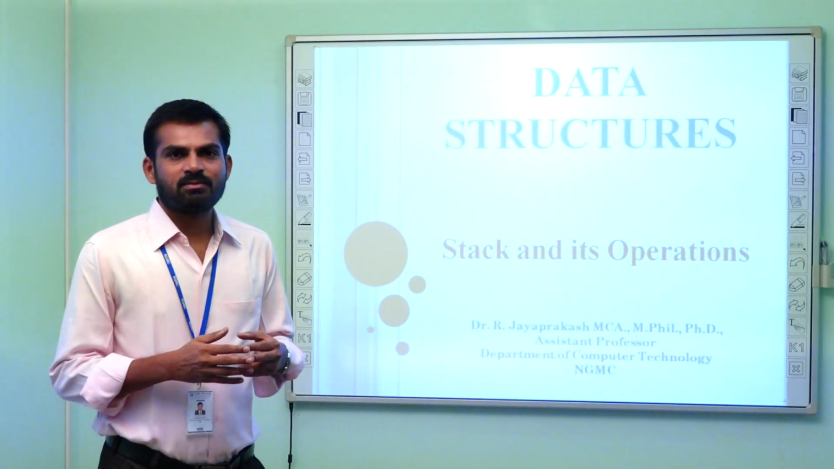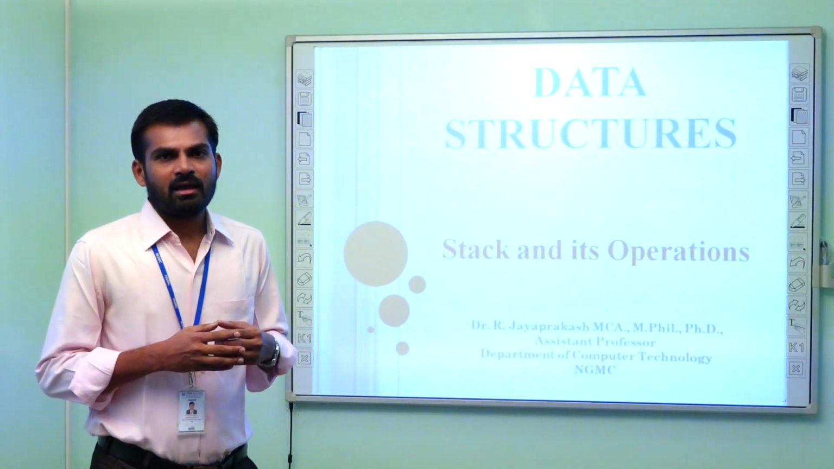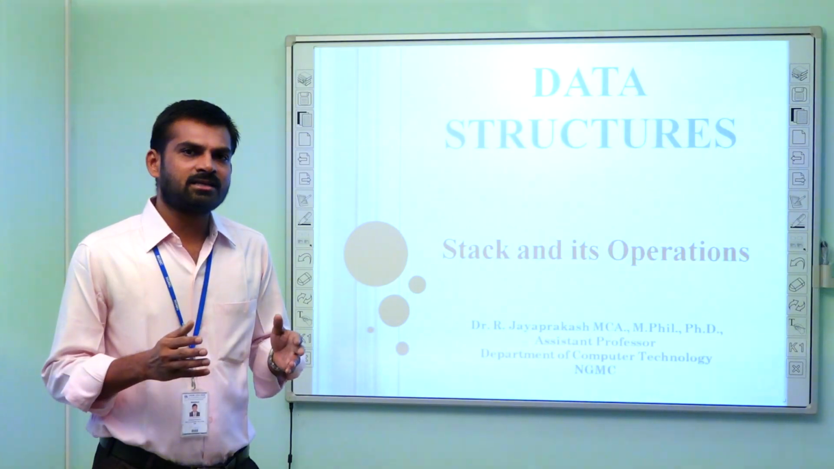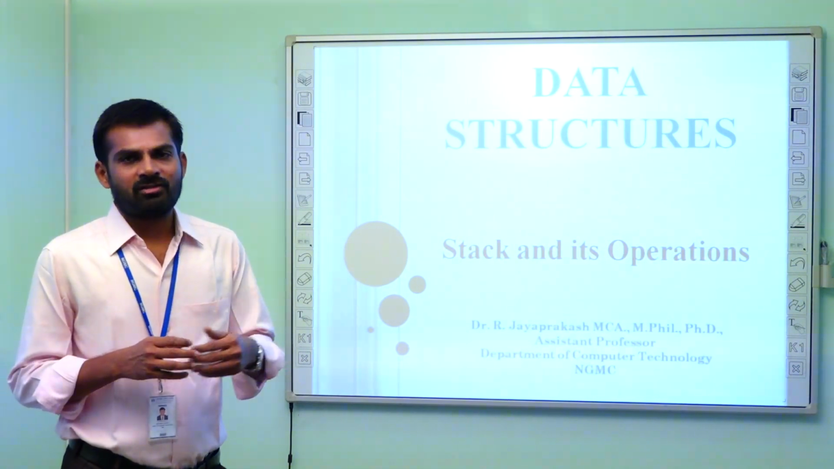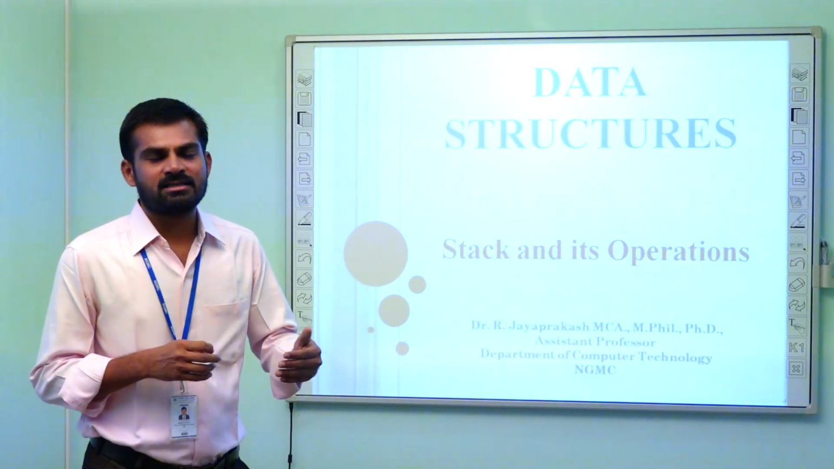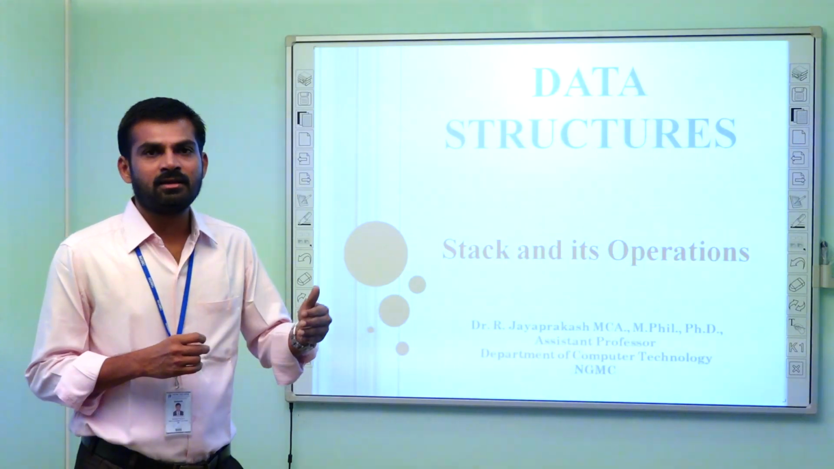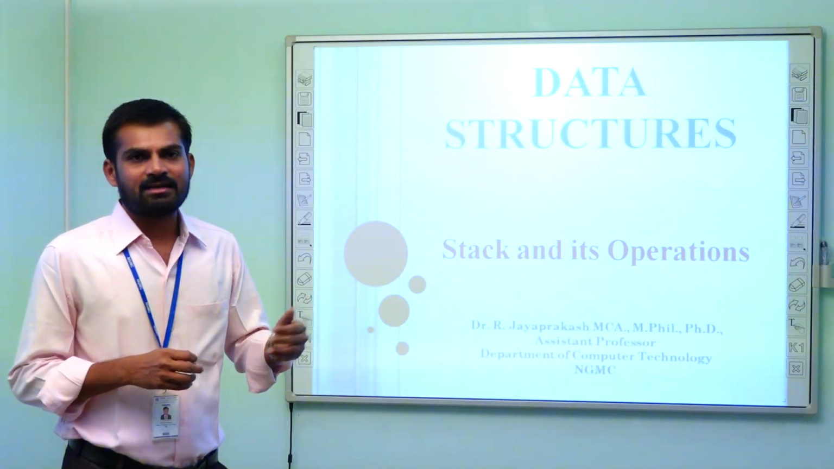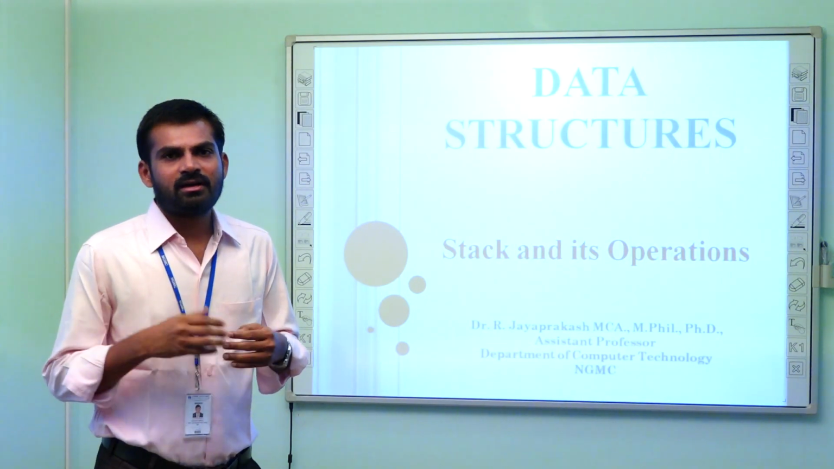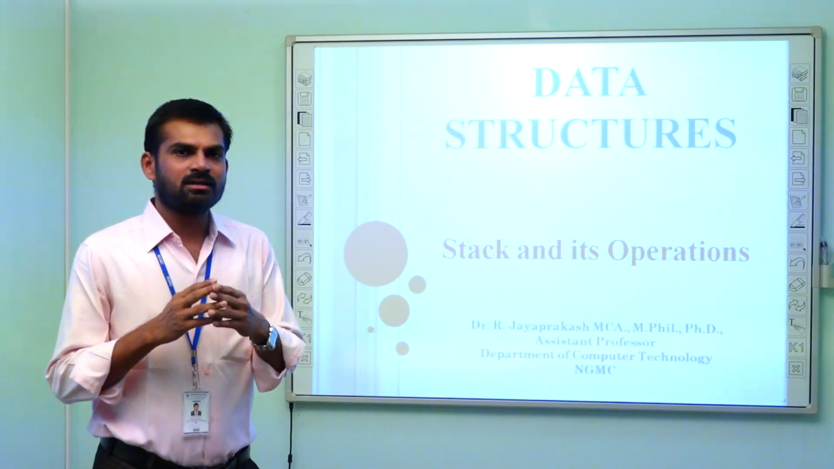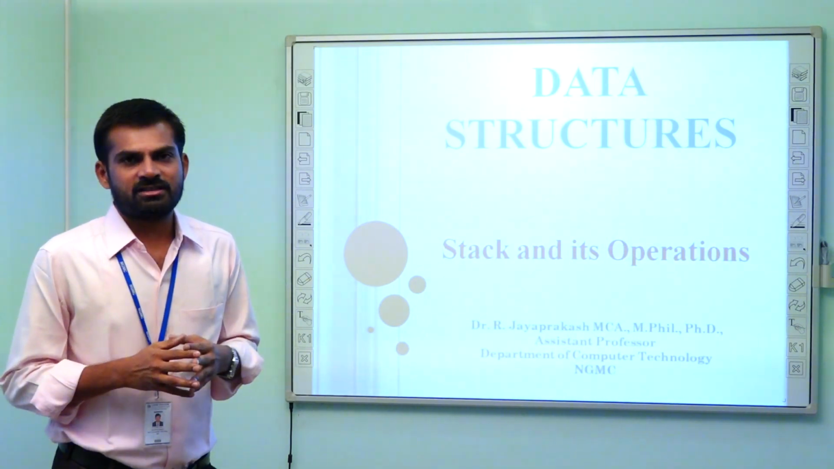Data structures are classified into two types: linear and non-linear. Linear means the data are arranged in an ordered fashion, whereas in non-linear they are not arranged in order. For example, linear data structures include stack, queue, and linked list. The non-linear data structures consist of trees and graphs, where the elements are organized in a non-linear fashion.